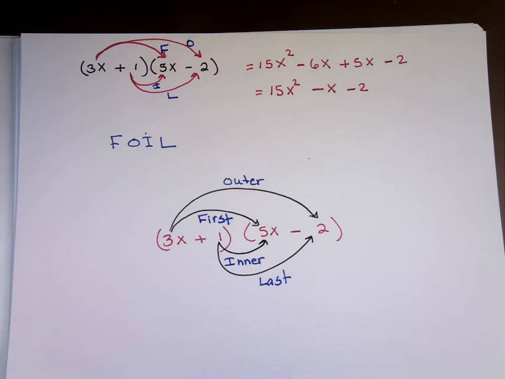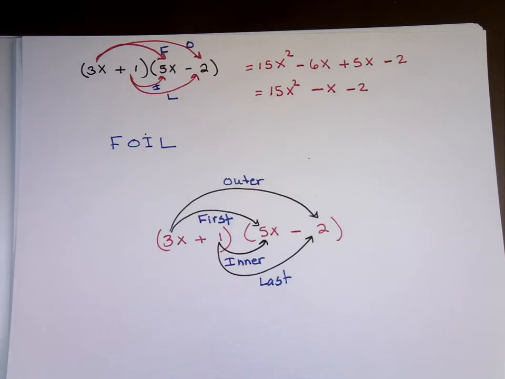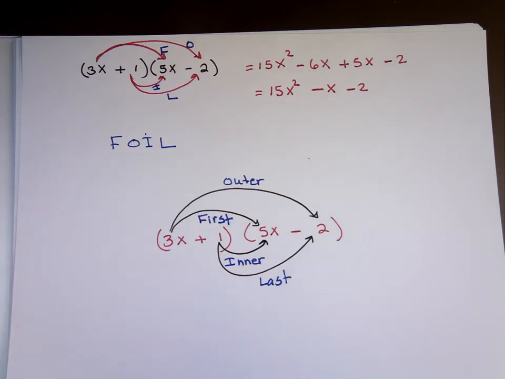So when you're multiplying, this method only works when you're multiplying 2 terms by 2 terms. If it's 2 times 3, it's going to be 6 of them. It can't be FOIL. FOIL is only 4 things. So it has to be 2 times 2. But the idea will be the same.